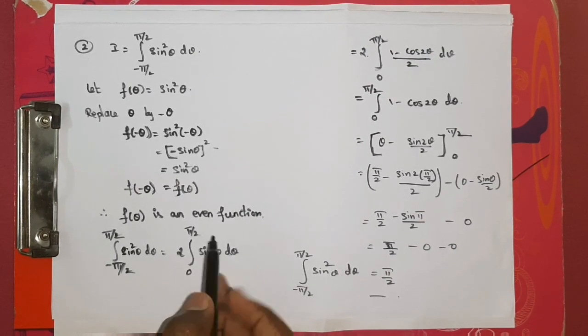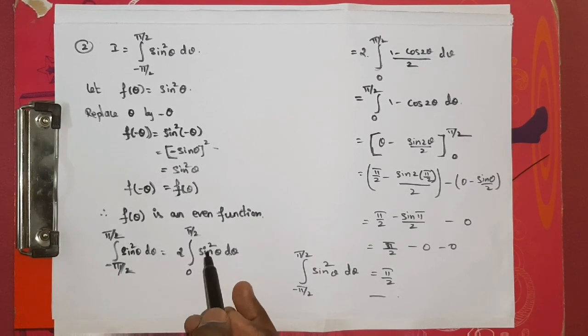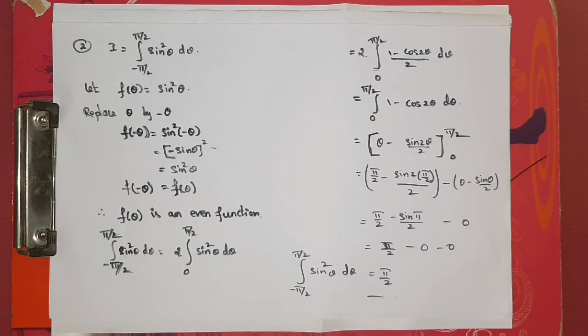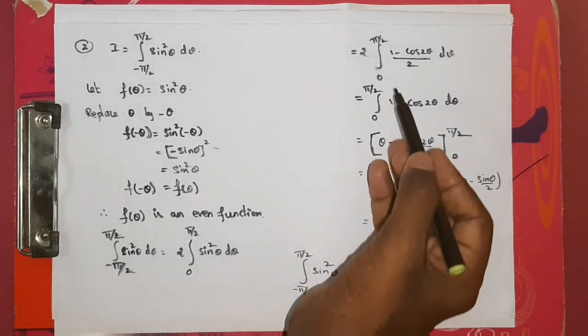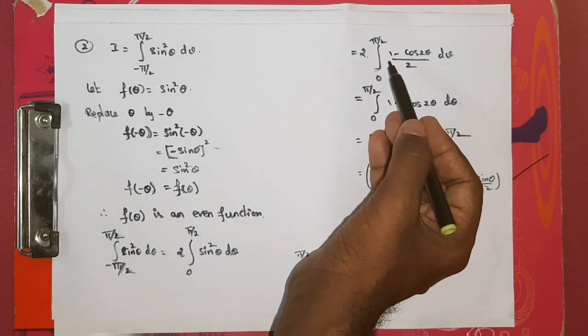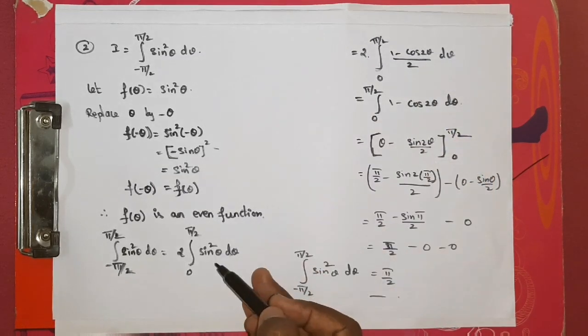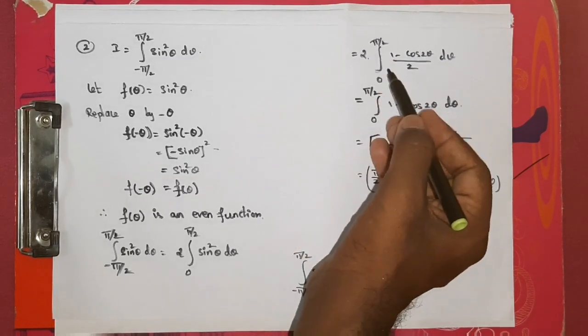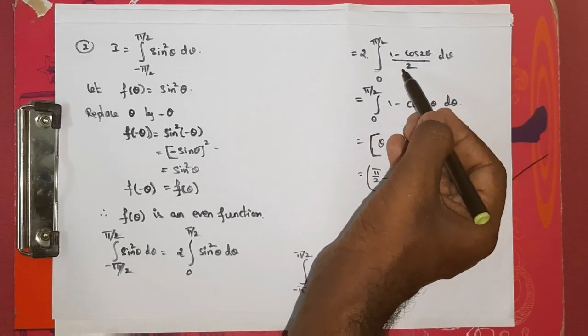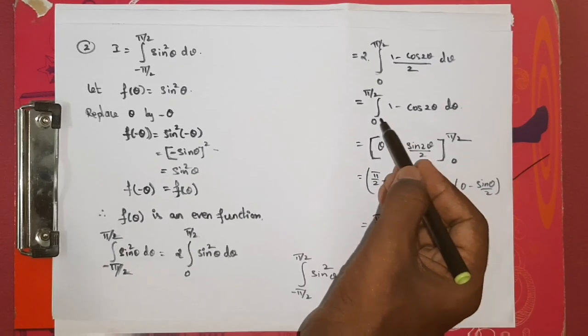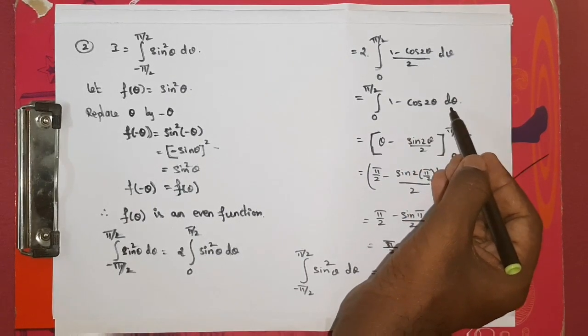And now sine square theta cannot be directly integrated. We didn't learn any formula for the integral of sine square theta d theta, have we? No. So for this one we have a conventional formula which we learned in 11th standard. Sine square theta equals 1 minus cos 2 theta by 2. So this 2 and this 2 will be cancelled. So you have integral of 1 minus cos 2 theta d theta.